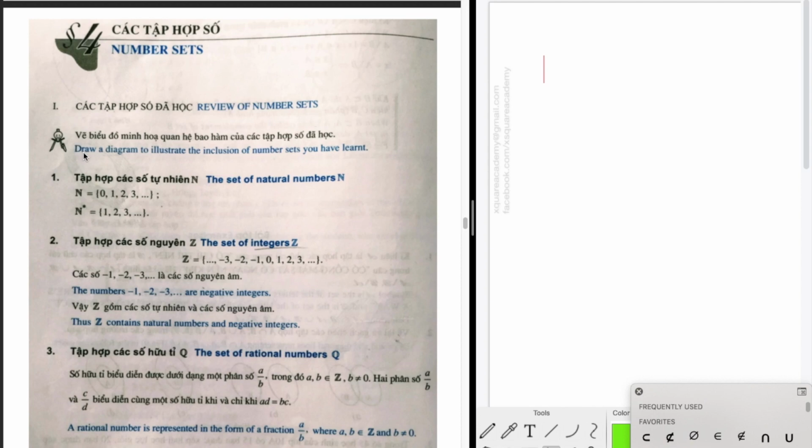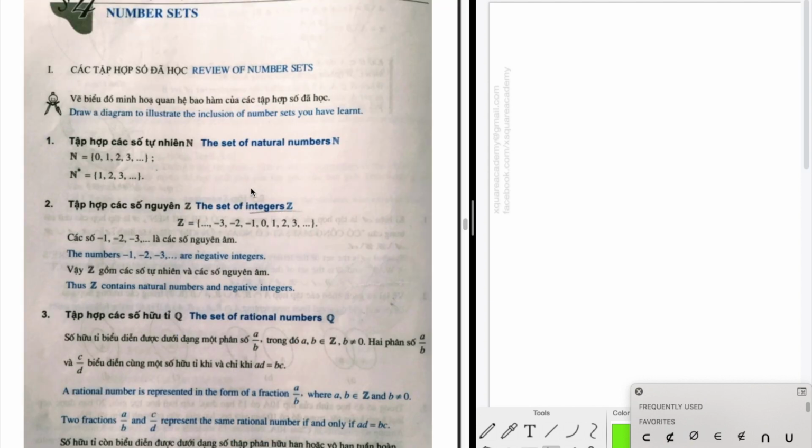The exercise: draw a diagram to illustrate the inclusions of number sets you have learned. Okay, together we will show this exercise at the end of this lesson.